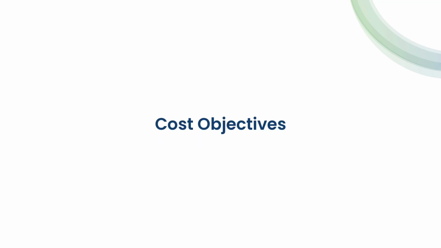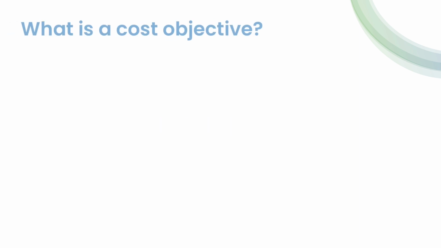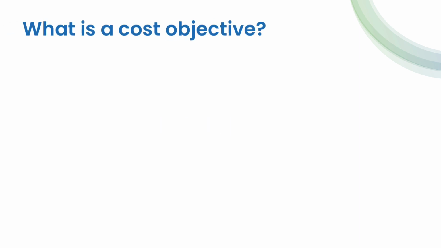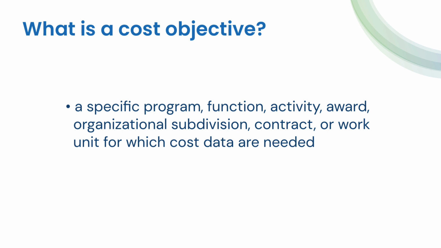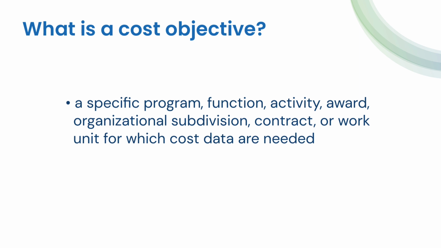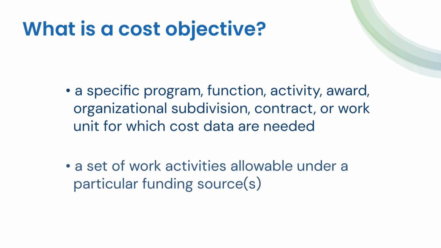In this video, we are going to explore what a cost objective means in relation to documenting time and effort. Under the Uniform Grant Guidance, a cost objective is defined as a specific program, function, activity, award, organizational subdivision, contract, or work unit for which cost data are needed. In simple terms, a cost objective is a set of work activities allowable under a particular funding source or sources.